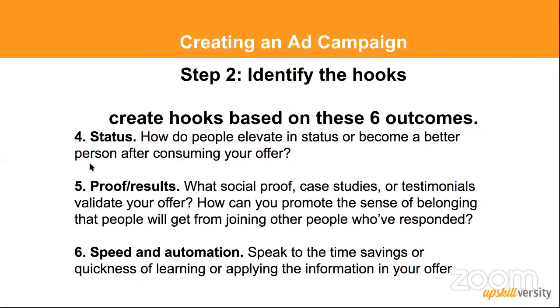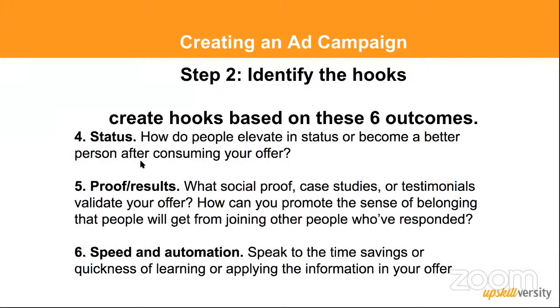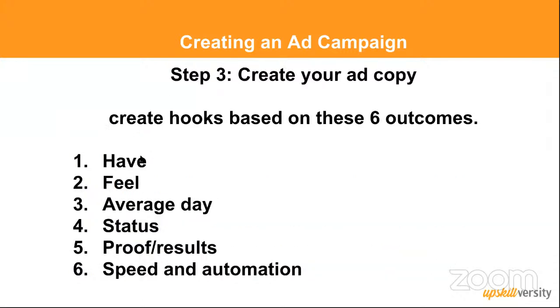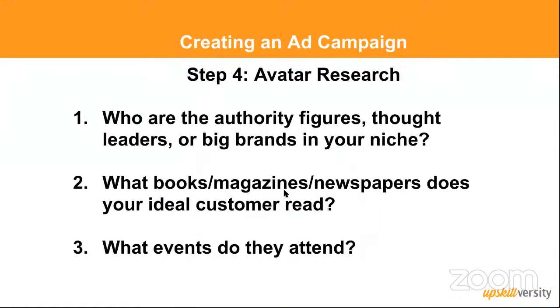Ano ba yung mga proof, social proof or case studies or testimonials na related sa offer? And lastly, speed and automation. Okay, how will your offer increase their efficiency? Okay. So these are the different hooks. You will learn more about this as we do your task: have, feel, average day, status, proof, and speed and automation. So remember all these hooks. Okay. Then create your ad copy. You will be creating this later on as well.